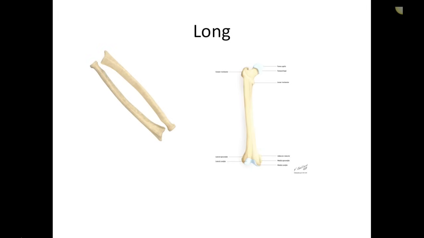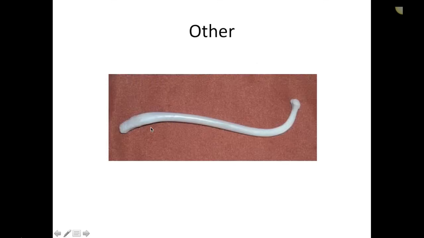These are long bones. We've got an example of a femur right there. Here's our femur, and here are 2 radius bones. And then we have this happy little category called other. And within that is this interesting bone, which is called an os penis. And I'll talk about those bones in a little bit.